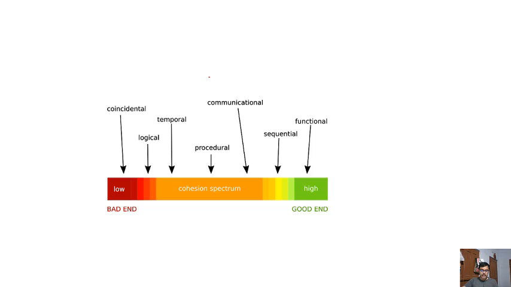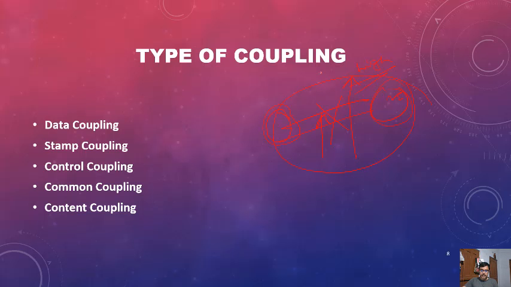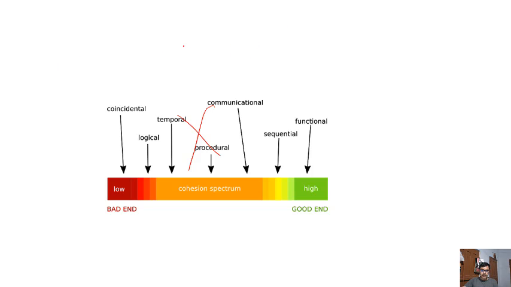Sorry, this was mistakenly done here. The first type of coupling is data coupling. Data coupling.